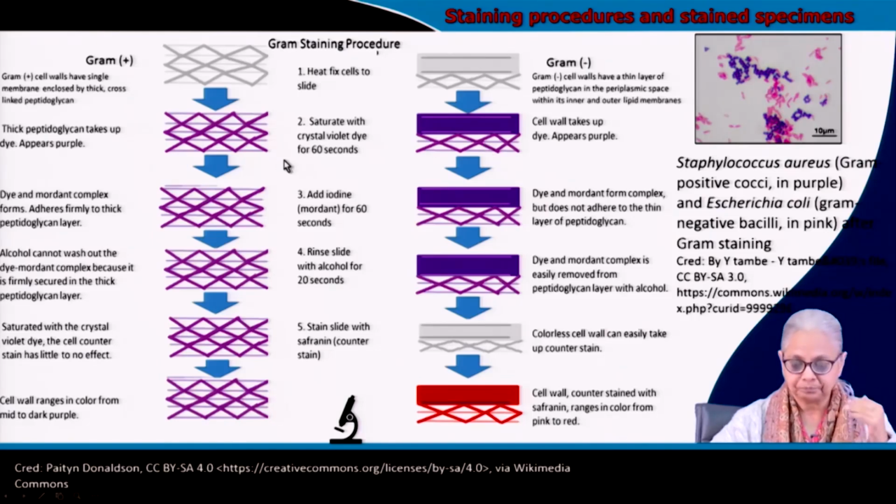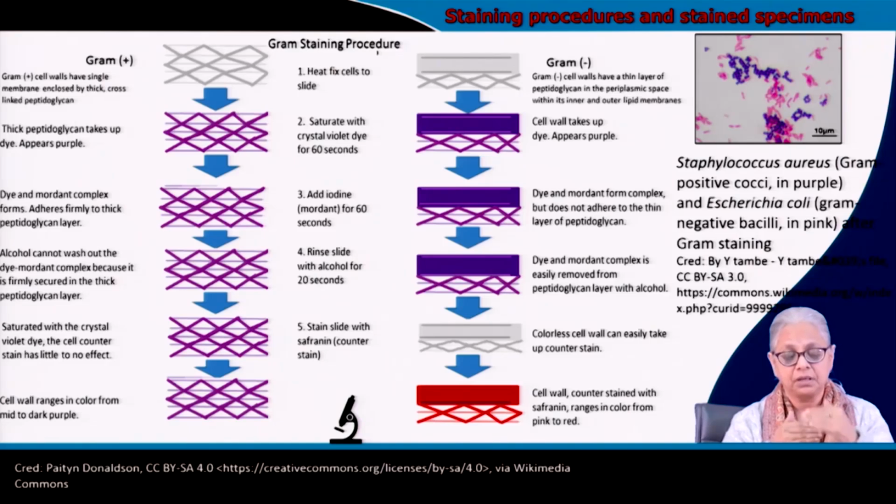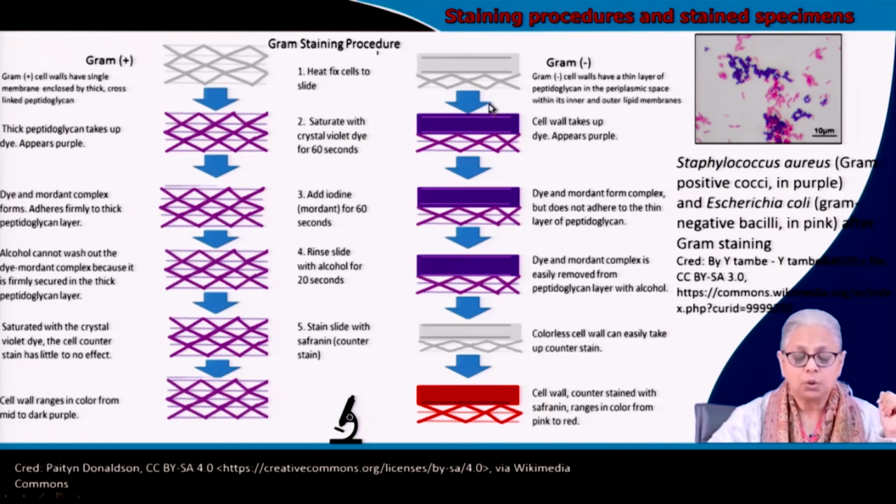Gram-negative bacteria also have an outer membrane. So there are two membranes in the gram-negative bacteria: an outer membrane, a thin peptidoglycan layer in the periplasmic space, followed by the inner membrane. Now all of them in the first case will become purple, and this graphic represents the cross-linked peptidoglycan layer. So all of them will look purple.